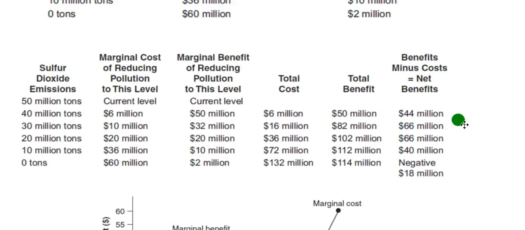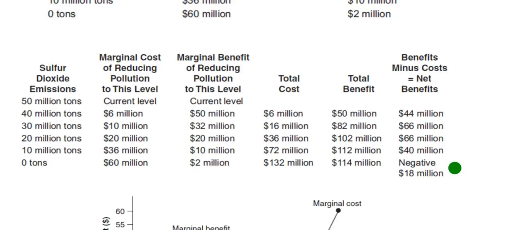And then we can see our net benefit for reducing at these different levels. And you can see at some point the net benefit starts to go down and then even goes negative. So the net benefit, when you look at cost and the cost, what we call the cost benefit analysis, if we were to reduce down to 0, the net benefit would actually be negative. So that's why we don't typically, as a society, do that.